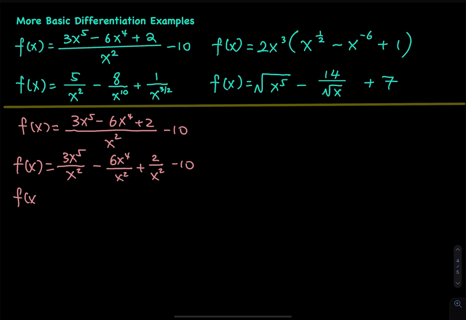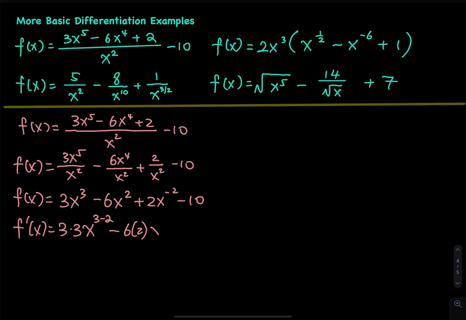So that is f of x equals 5 minus 2 is 3, right? So we have 3x to the third, and then 4 minus 2 is 2, so it's x squared. And then this is 2x to the negative 2, and then minus 10. Take the derivative, f prime of x. You bring the 3 down, so 3 times 3, and then 3 is now raised to the 3 minus 2, and then bring the 2 down. You have x raised to the 2 minus 1, and then bring the negative 2 down. You have x raised to the negative 2 minus 1, and then the derivative of 10 is equal to 0.